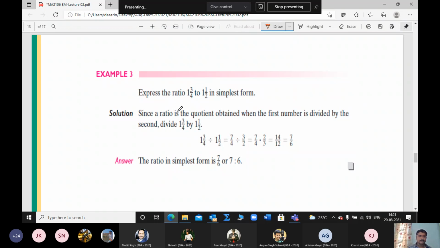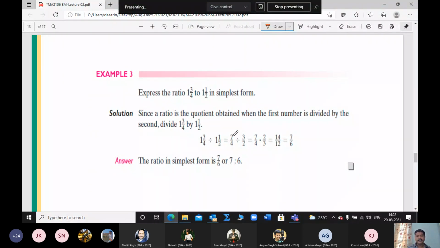Right. Now express the ratio in the simplest form. So what I actually want to do is find the ratio of these two mixed fractions, 1 3/4 divided by 1 1/2. Proper form is 7 by 4 divided by 3 by 2. It is like A divided by B, whole divided by C divided by D. Whenever you are finding this kind of fraction, what we will write is A divided by B multiplied by D divided by C.